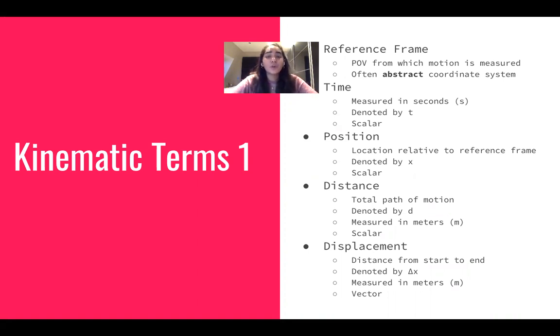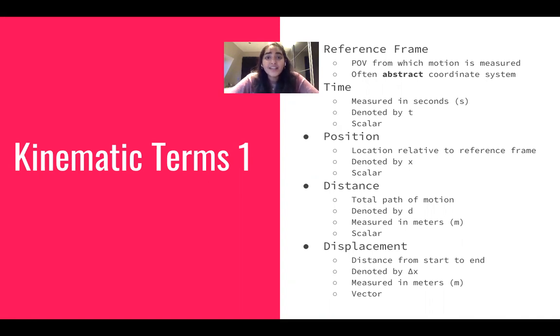First up, for a quick overview, is reference frame, which is the point of view from which motion is measured. It is often just an abstract coordinate system, like saying the x and y axes. Time is measured in seconds, denoted by the letter t, and it is a scalar, because we can't actually have negative time.